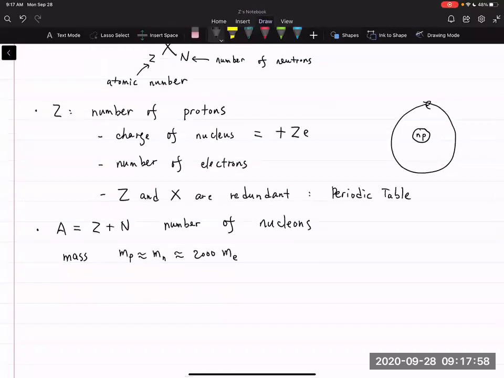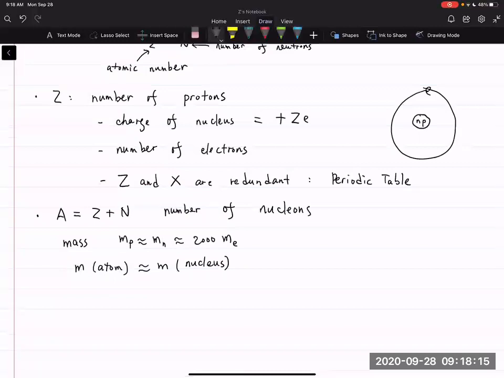That's why the mass of an atom is essentially the same as the mass of the nucleus. If you think about that, that is a quite amazing fact. The size, we will come back to that later. The size of the nucleus is very, very small compared to the size of the atom, and almost all the mass is concentrated in this one tiny spot, the nucleus.